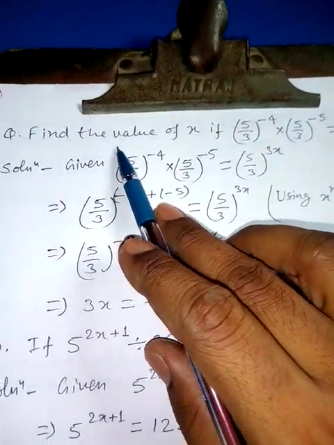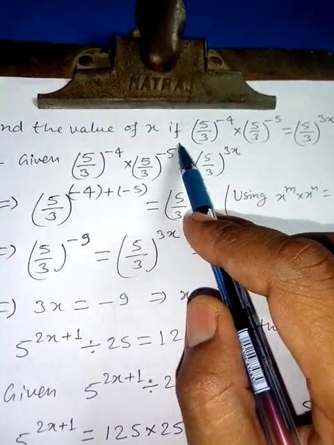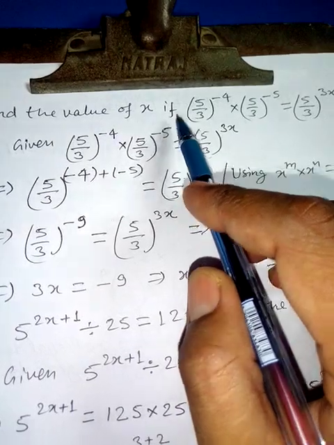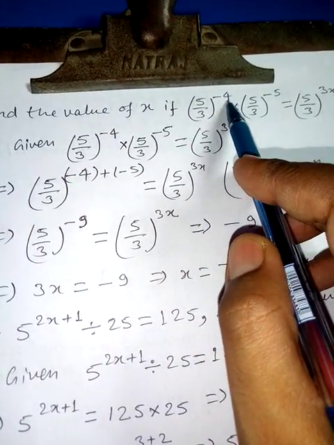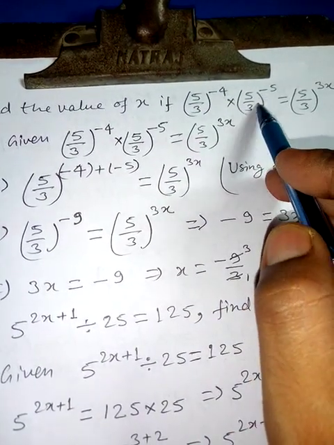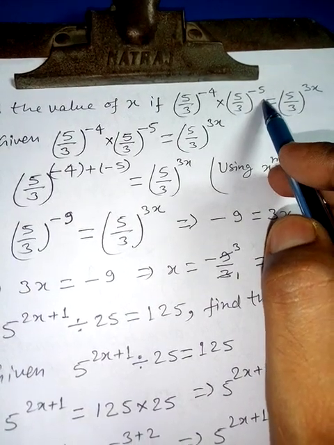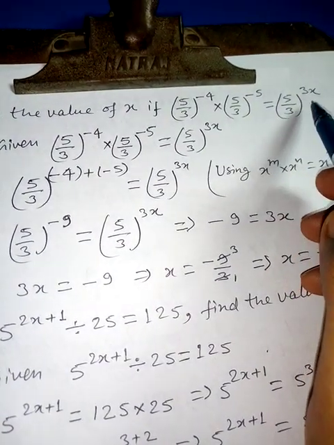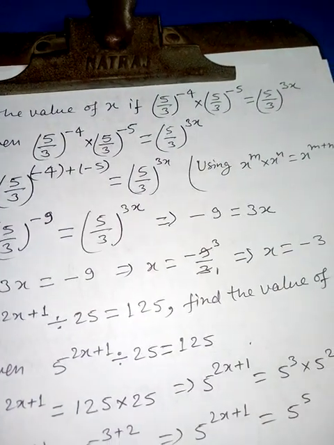The next example is find the value of x if (5 by 3) to the power minus 4 into (5 by 3) to the power minus 5 equals (5 by 3) to the power 3x.